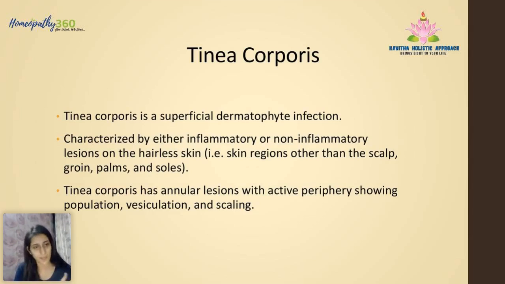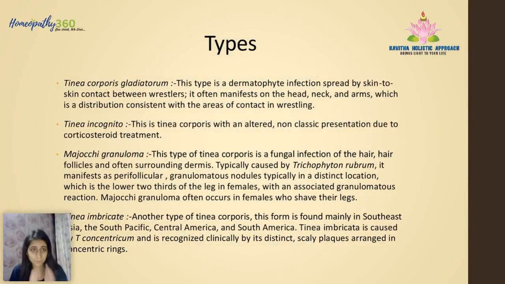So tinea capitis is over the hairs, and when you talk about tinea corporis, it is those areas which do not have hairs, the hairless regions. Only here it may occur. And tinea corporis has annular lesions with an active periphery, like the periphery would be dark. You can see the circular shaped lesion would be there, and over the periphery, over the corner of the circle, there may be papules, like a dark pinkish color would be seen. There may be vesicle formation and scales would be seen. So this is the type of presentation which is seen in tinea corporis.